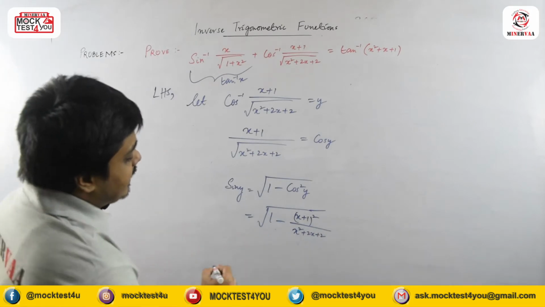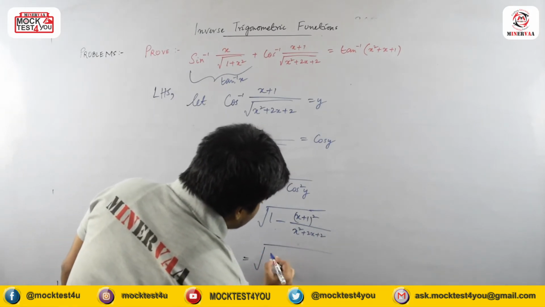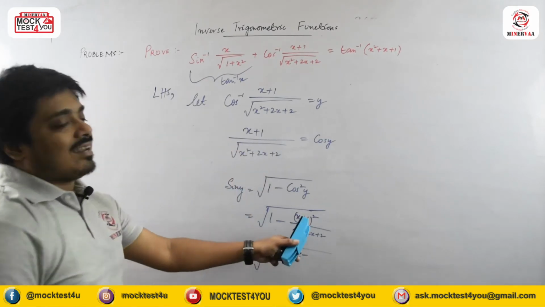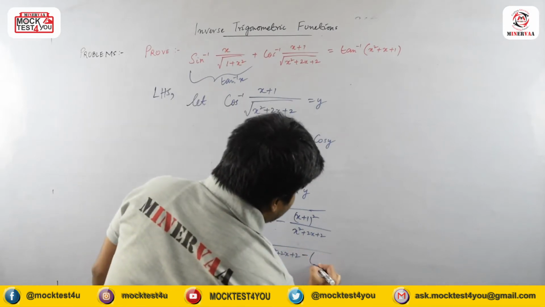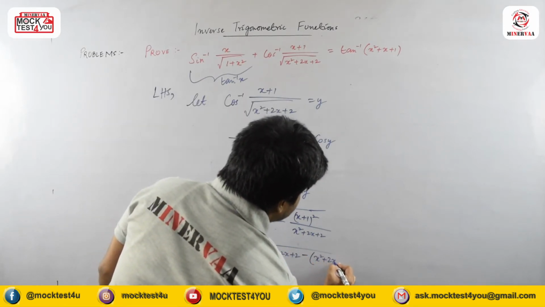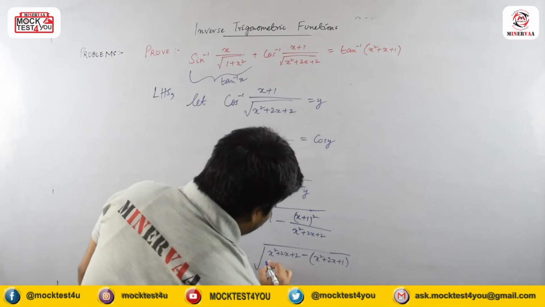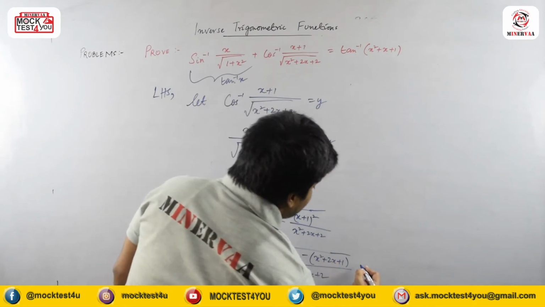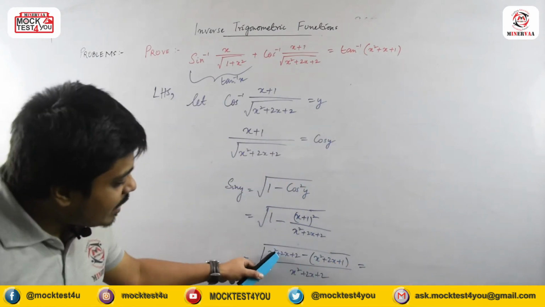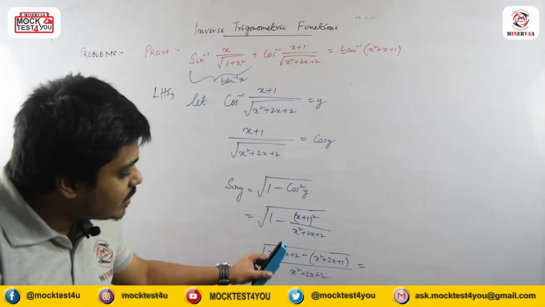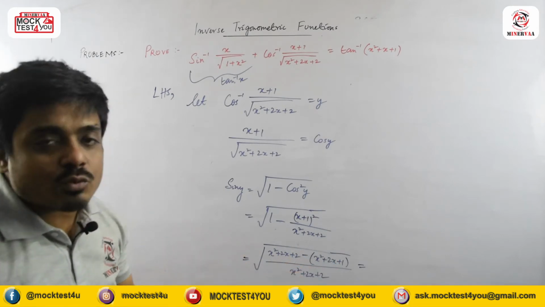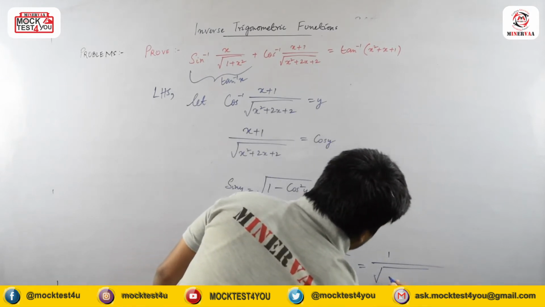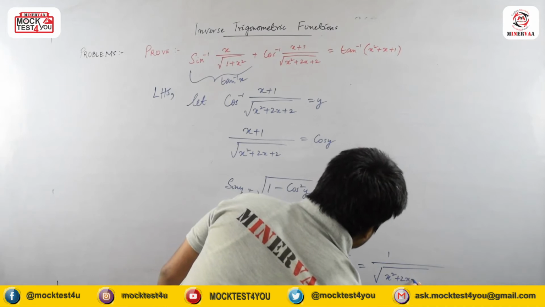Now if I do the LCM, what we get is square root x square plus 2x plus 2 minus, let us do this a plus b whole square. So it will be x square plus 2x plus 1 divided by x square plus 2x plus 2. If you look carefully, minus x square will get cancelled, minus 2x and 2x will get cancelled. So we are left with 2 minus 1, and that is 1. So 1 in the numerator divided by root over of x square plus 2x plus 2.